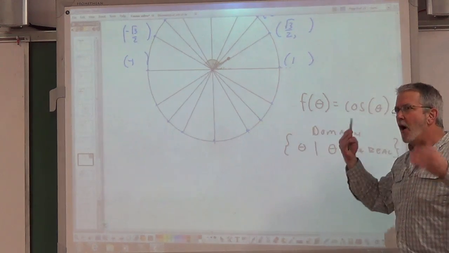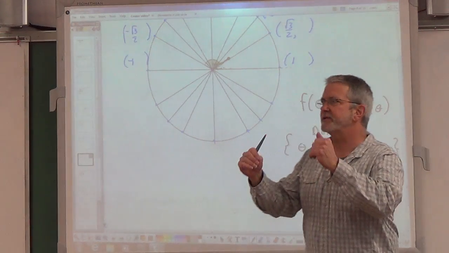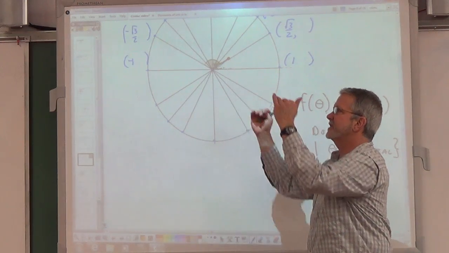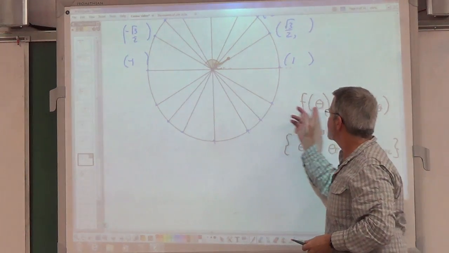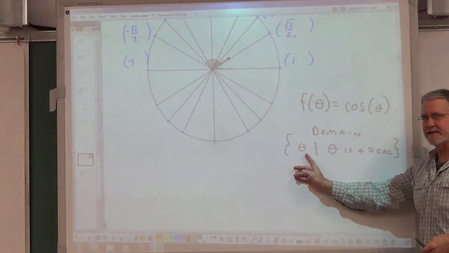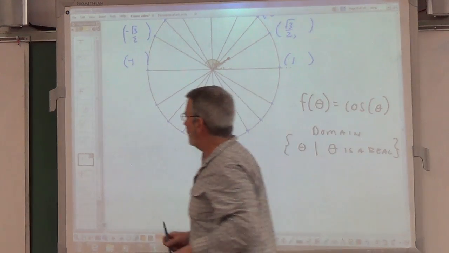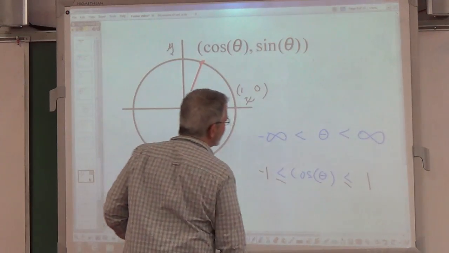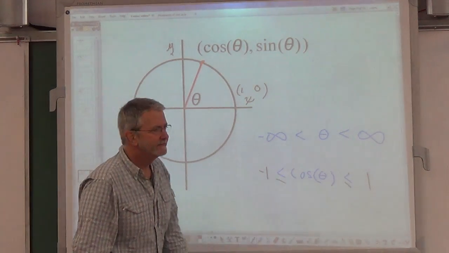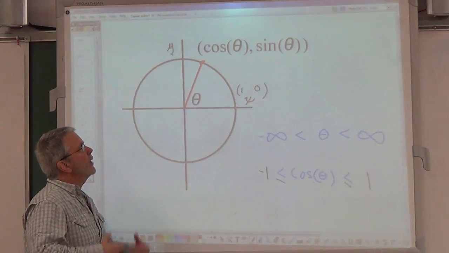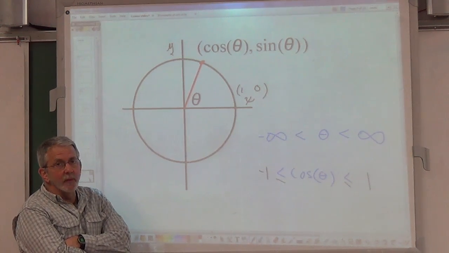Since we're talking about that, in this class, when you talk about functions, the first thing you do is consider its domain. And then you have to consider its range. We've already discussed the domain is going to be theta such that theta is any real number. And now we can actually talk about the output. The range of that function is going to be between -1 and 1.